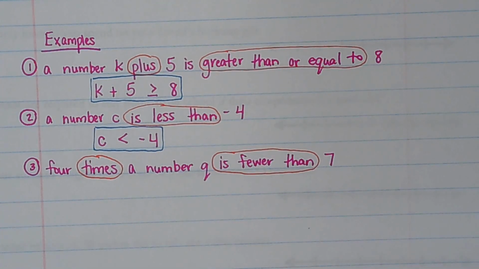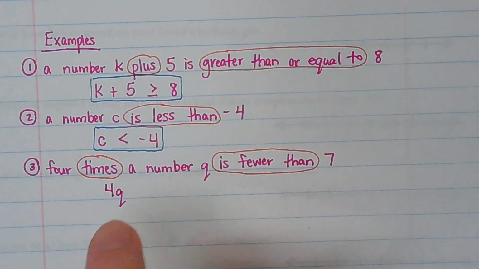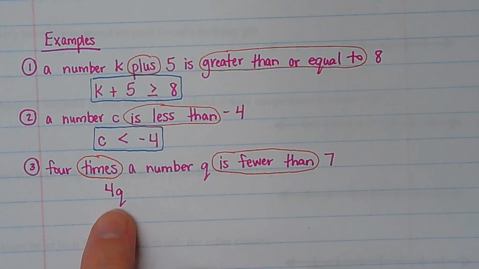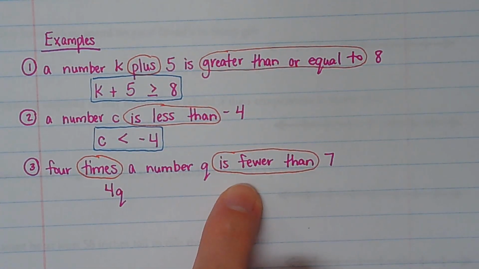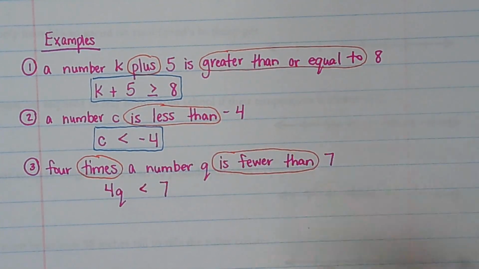So I just need to be able to know how to write these. So 4 times Q, you can write it like this. Because remember, when you have 4 and Q side by side, it means they're multiplying. If you wanted to put a times sign in between those, that'd be fine too. But you're most likely going to see it on a test written like this. But just know that this is 4 times Q. And then is fewer than, I look at my chart, it's the less than sign. So then I just put 7. And that's my final answer.